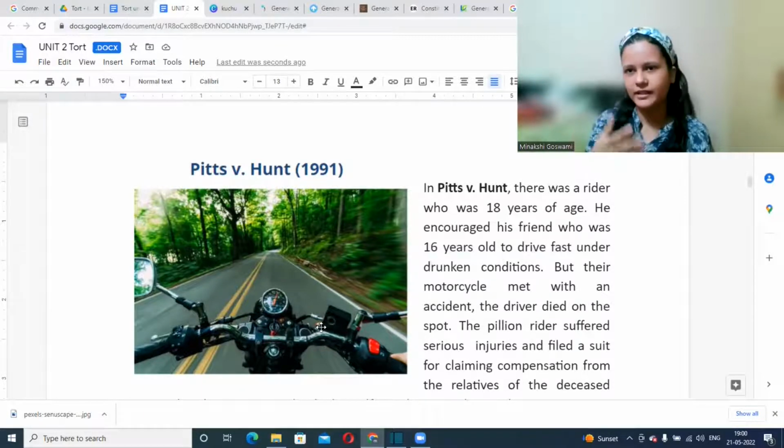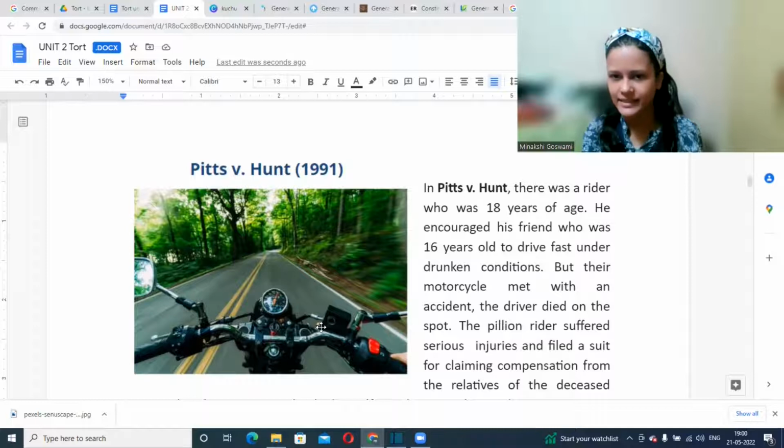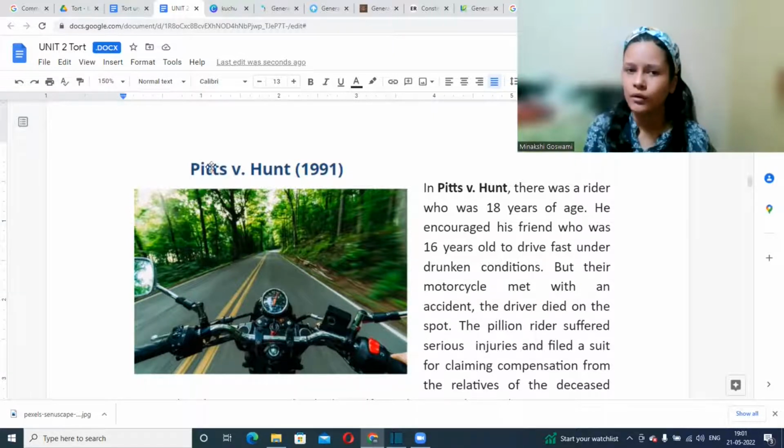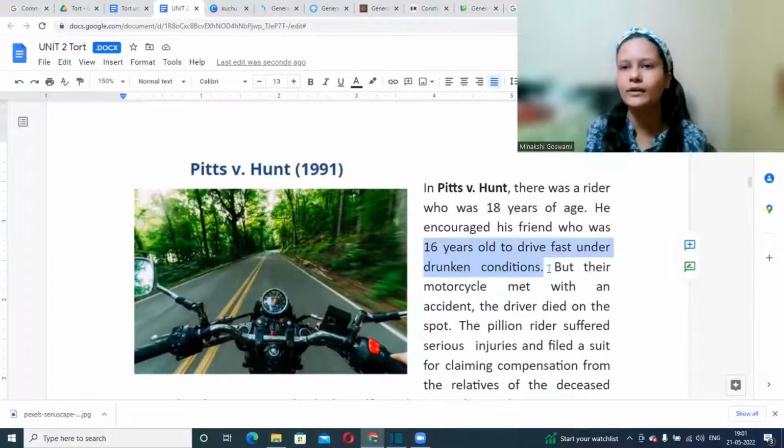And the minor was riding and the major person was sitting on the back. Now there was an accident that took place and the major person, who was above 18 years, suffered some serious injuries and he filed a case claiming for compensation. So what the court said in this case is, for this particular situation, who was doing wrong? The major person was having this bike. He should have been the one who is riding it properly, carefully, but he allowed, first of all, a minor to ride it, that too who was drunk. That means he was the one who was doing the wrong.